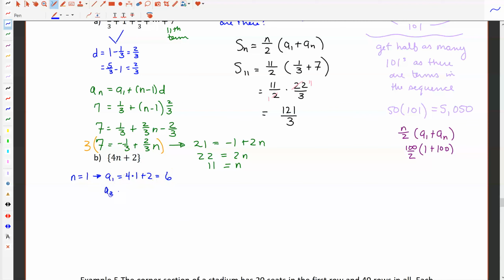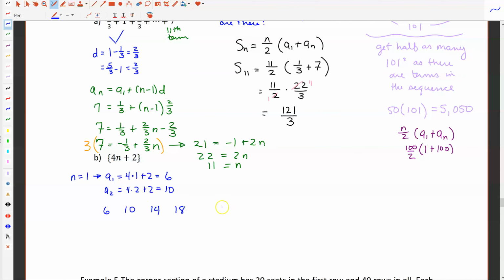If you wanted to find some other terms, a sub 2 is equal to 4 times 2 plus 2, which would be 8 plus 2, which is 10. All right, so the sequence that is being generated here is 6, 10. Now my common difference is going to be 4, right? What this number is right here in front. So the next term would be 14, 18, so on and so forth.